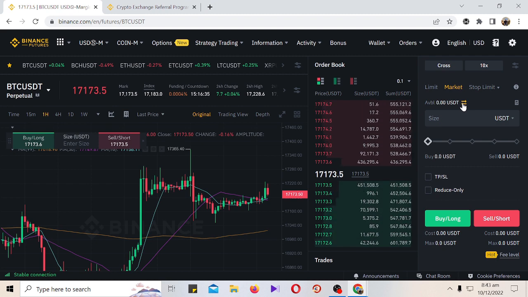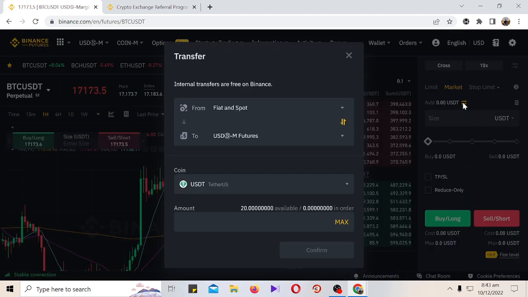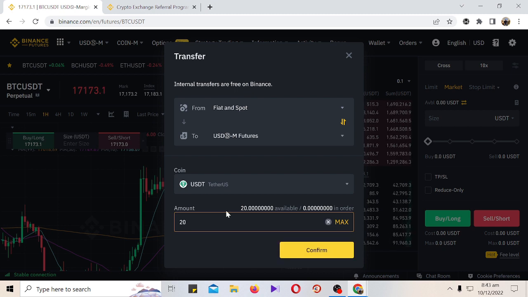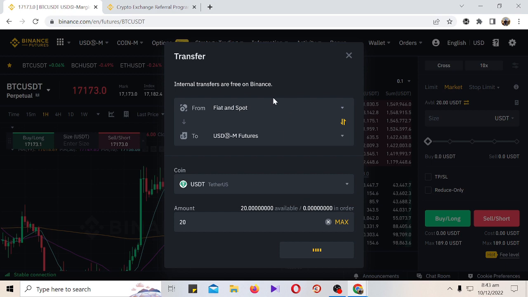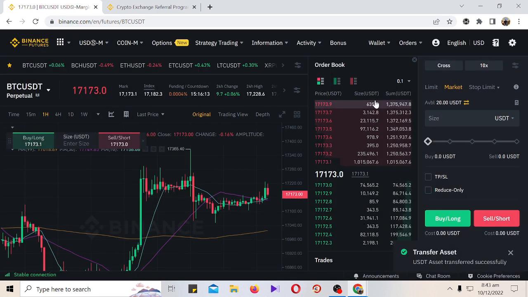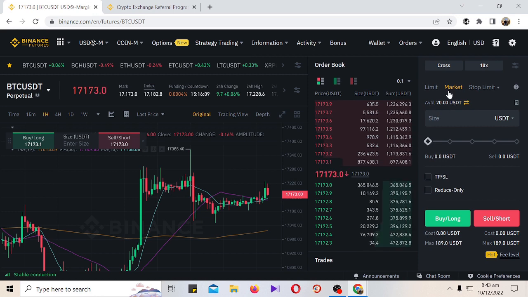I'll show you how I enter a position. So you just click it here. Then we see we have fiat and spot. Then we have USDT-M futures. Just leave it this way. Then you are going to select USDT. Then you enter the amount. So let's enter 20. Then we click here to confirm. Now we have just transferred $20 from our spot wallet to our Binance USDT-M futures wallet.